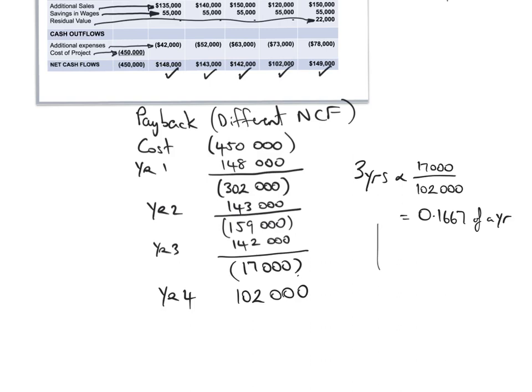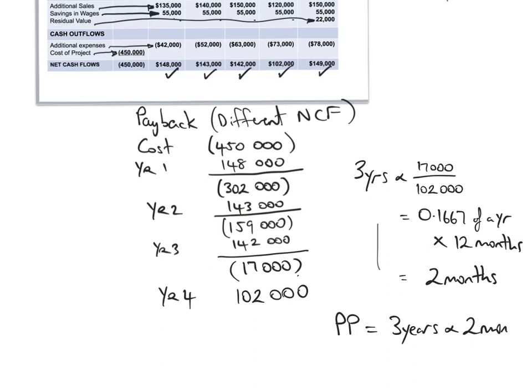Okay, or another way of working that out is to multiply that by 12 months. And that says, okay, 0.1666 times 12 gives you 1.99 or 2 months. So the payback period is 3 years and 2 months.